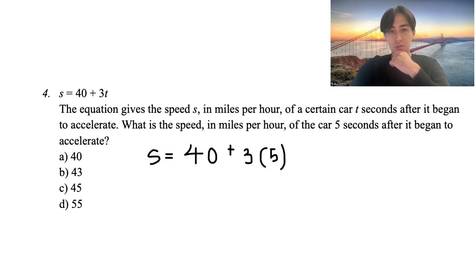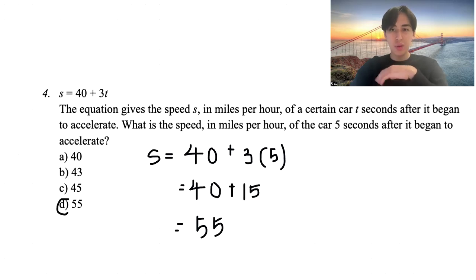So 40 plus 3 times 5, which is 15. So 40 plus 15, which gives you 55. Your answer is D. All you have to do is plug in the 5 for t. So 40 plus 3 times 5 gives you 55. And that's it. You just plug it in. Okay, so let's go on to the next question.